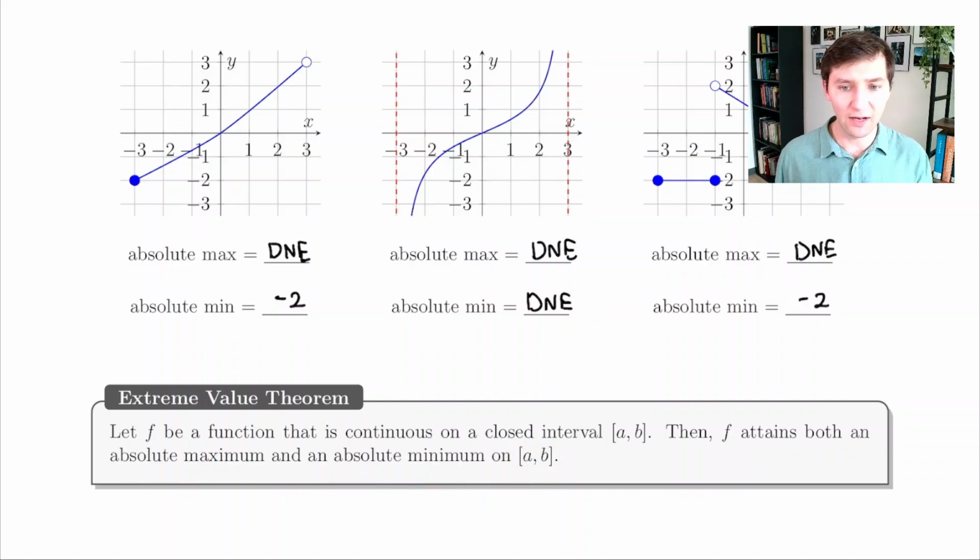The extreme value theorem is an existence theorem. It tells you that absolute maximum and absolute minimum exist, but the theorem doesn't tell you what they are or where they are.